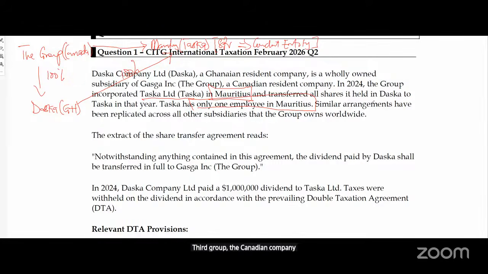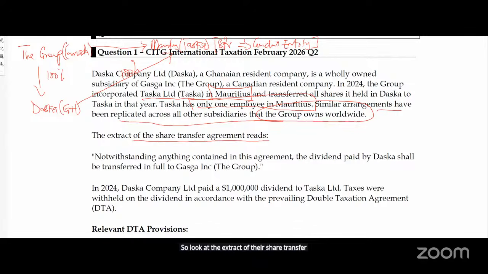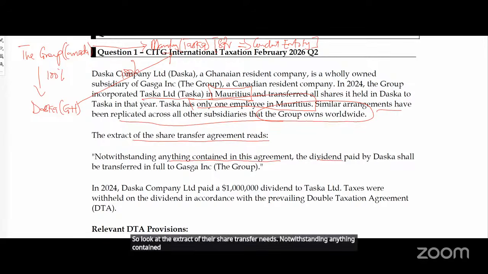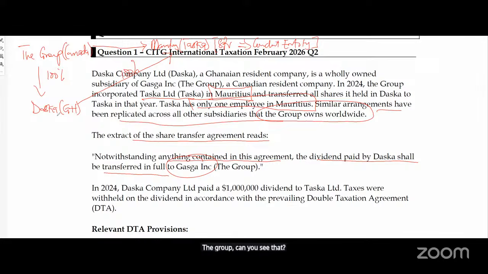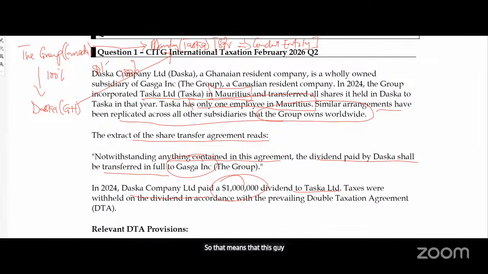So look at what it says. Similar arrangements have been replicated across all the subsidiaries that the group owns worldwide. Look at the extract of their share transfer agreement: "Notwithstanding anything contained in this agreement, the dividend paid by Daska shall all be transferred fully to Gaska," the group. So every dividend they made would have been transferred to the group. And Daska Company Limited paid 1 million dividend to Tasca.